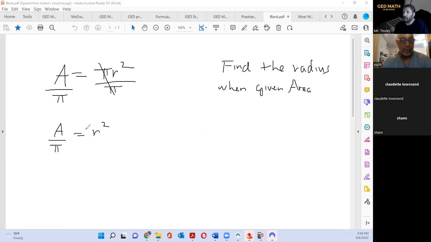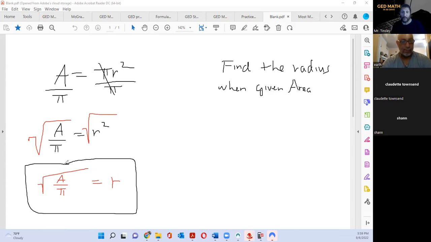Square root. So when we take the square root of this side, again, whatever we do on one side, we do on the other. So we take the square root here. So our final formula is the square root of area divided by pi is equal to r. This is not on your formula sheet. Now, if you know how to solve for r, then you can just work it out. But if you have troubles, that's the easiest way, just to remember: square root of area divided by pi is equal to r, right?